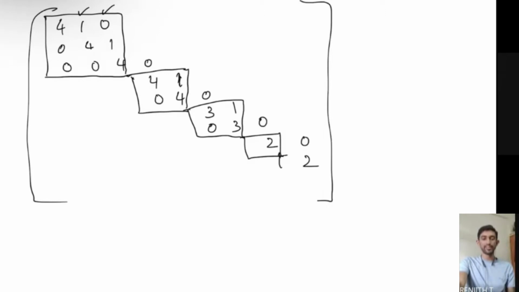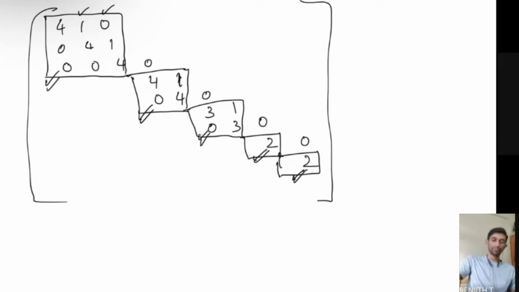This is one eigenvector, this is image of also one eigenvector. So how many eigenvectors do you have in total? Corresponding to 4, there are 2 eigenvectors. Corresponding to 3, there is only one eigenvector. Corresponding to 2, there are 2 eigenvectors.